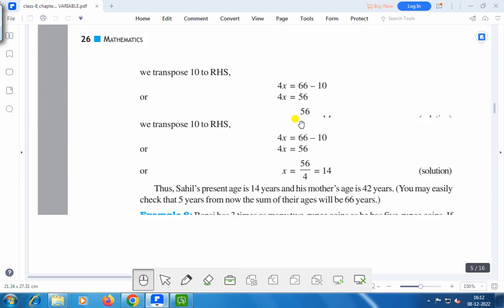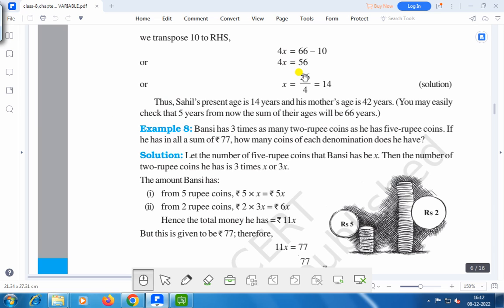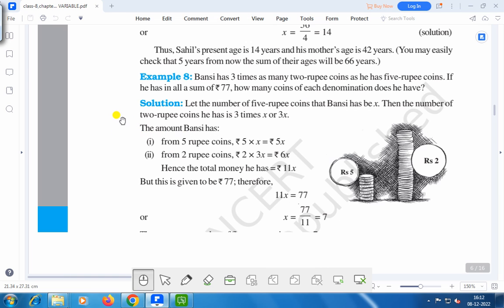To solve the equation, we transpose and get the value of x as 14. Sahil's present age is 14 years and his mother's age is 42 years. You may easily check that 5 years from now the sum of their ages will be 66 years.